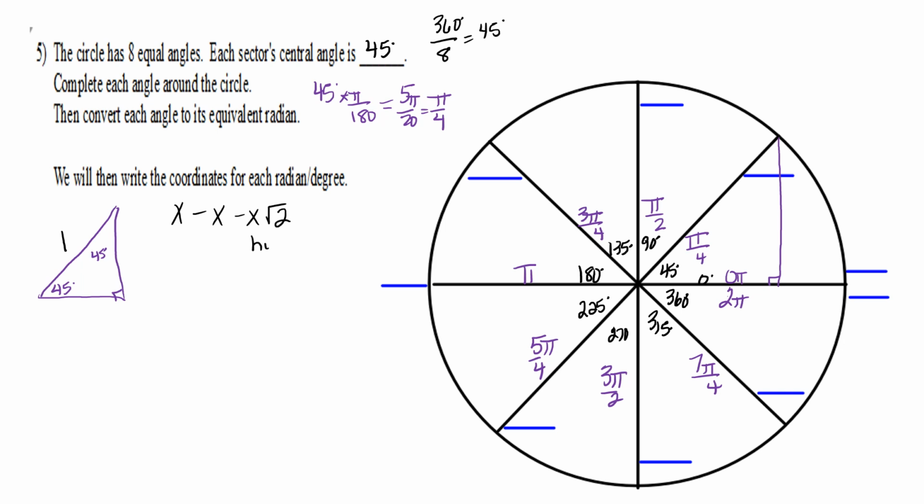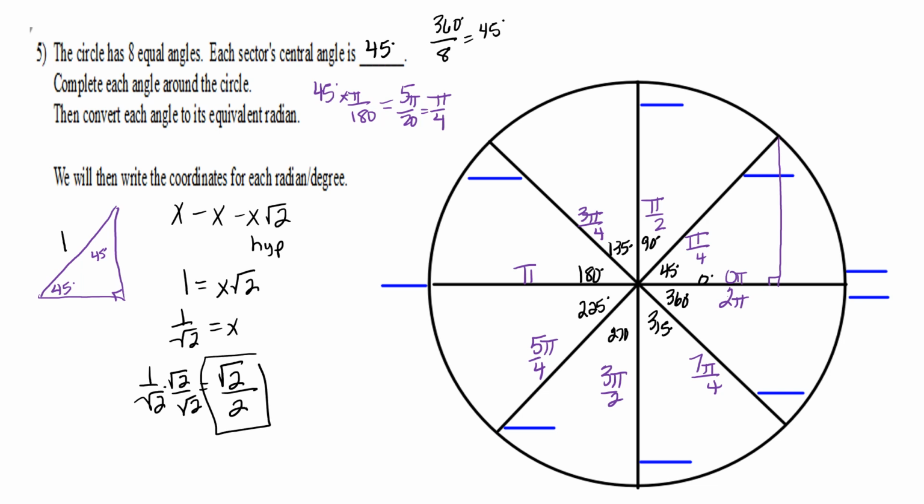So if I know that the hypotenuse has a length of 1, and I use that little ratio of x square root 2, I can solve for x by dividing both sides of the equation by the square root of 2. We then do need to rationalize. So 1 divided by square root 2 gets multiplied by square root of 2 over square root of 2, which simplifies to square root of 2 over 2. So each of the sides of a 45, 45, 90 triangle has a distance, both in the x and the y direction, of square root of 2 over 2.